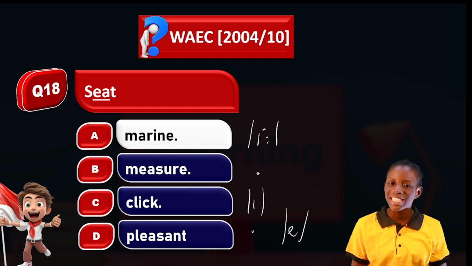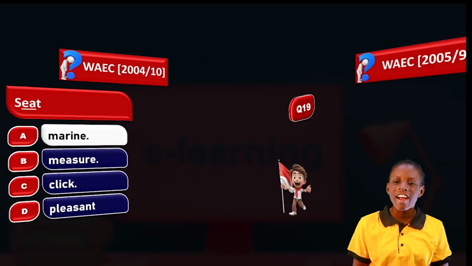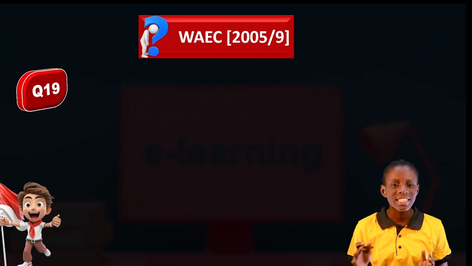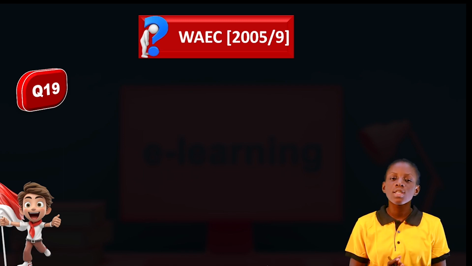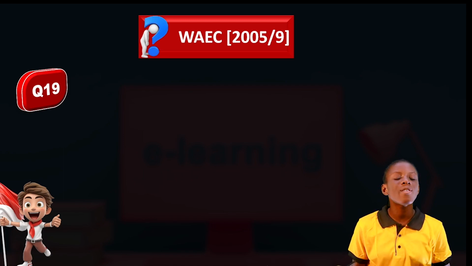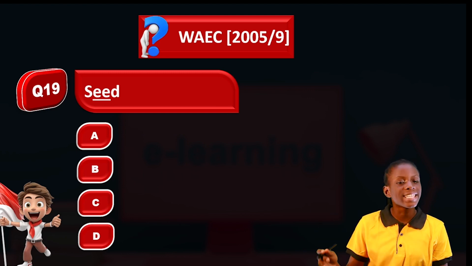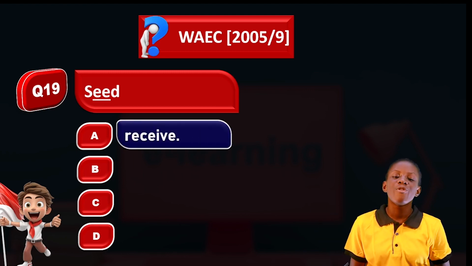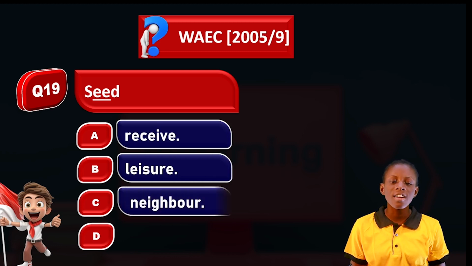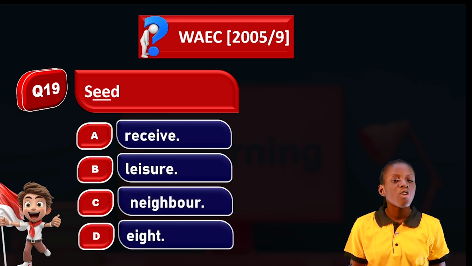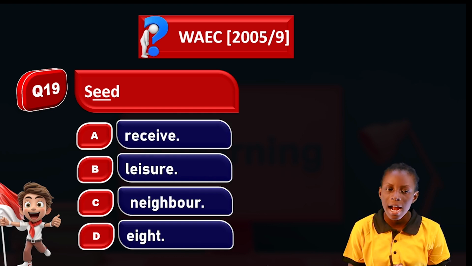Okay, so our next question. In the year 2005, question 9, WAEC asked this unique question. We have our given word to be seed. And the options are receive, leisure, neighbor, and aid. So what's my answer?